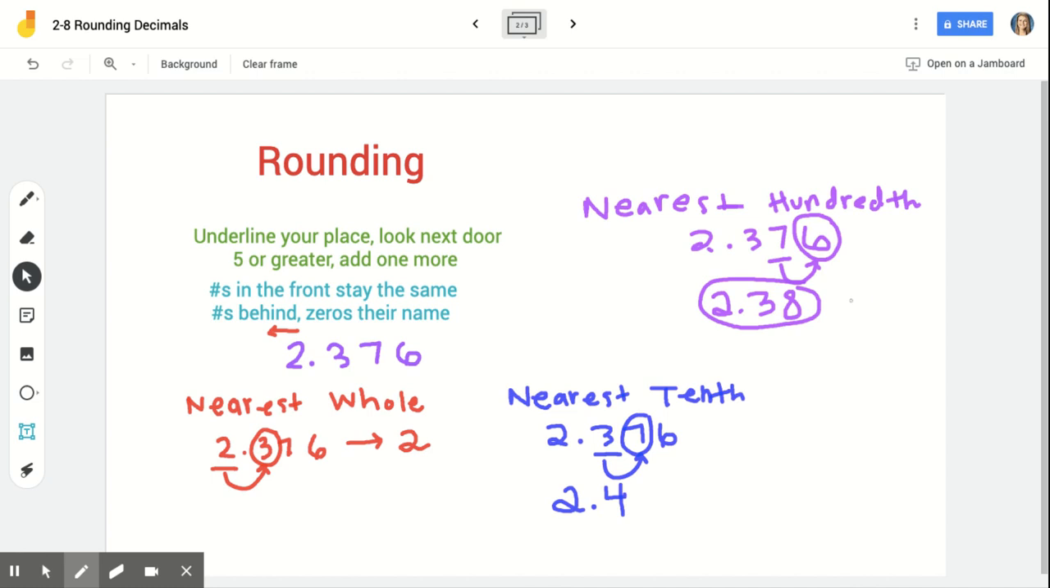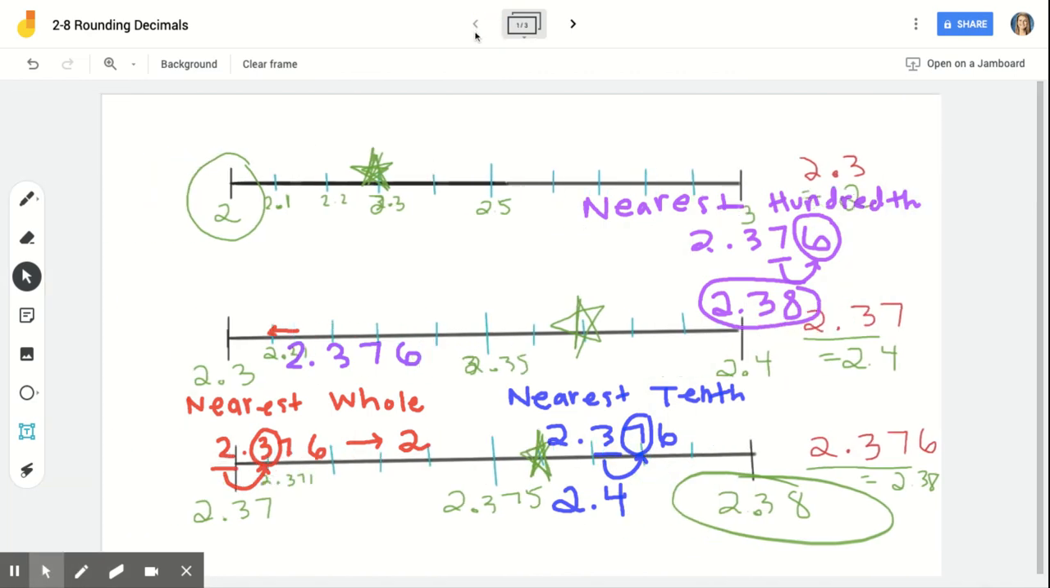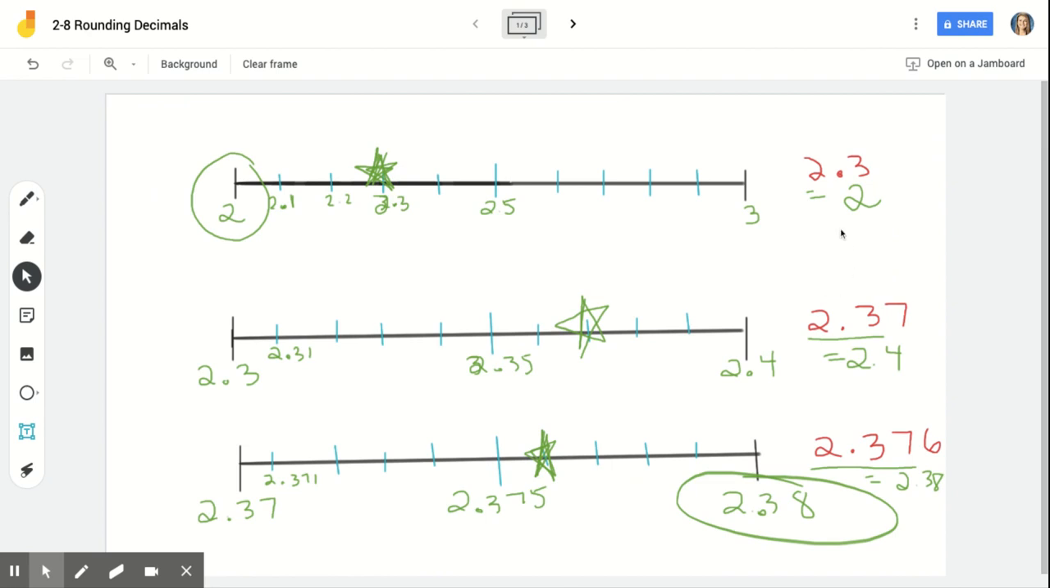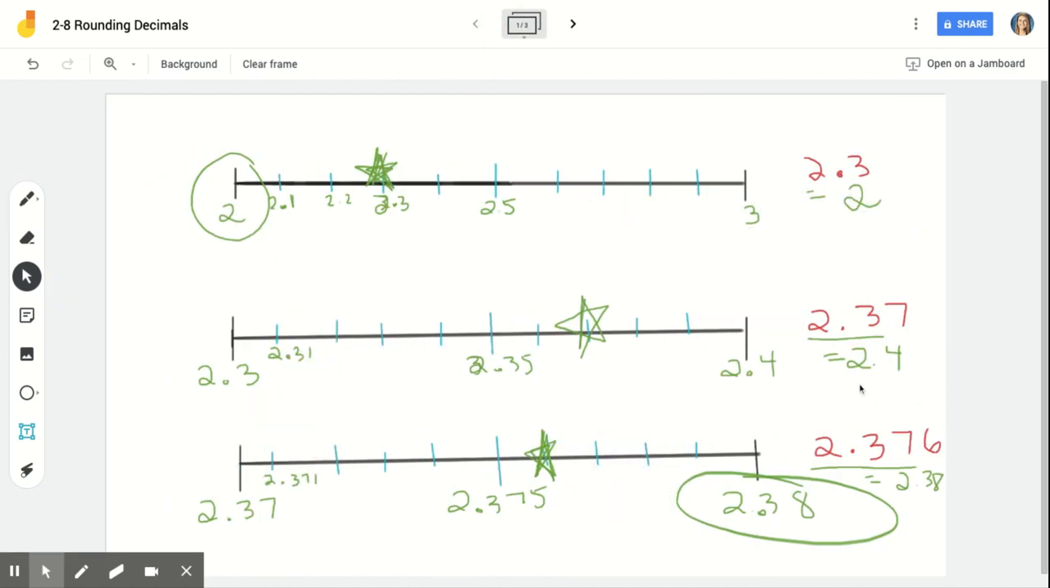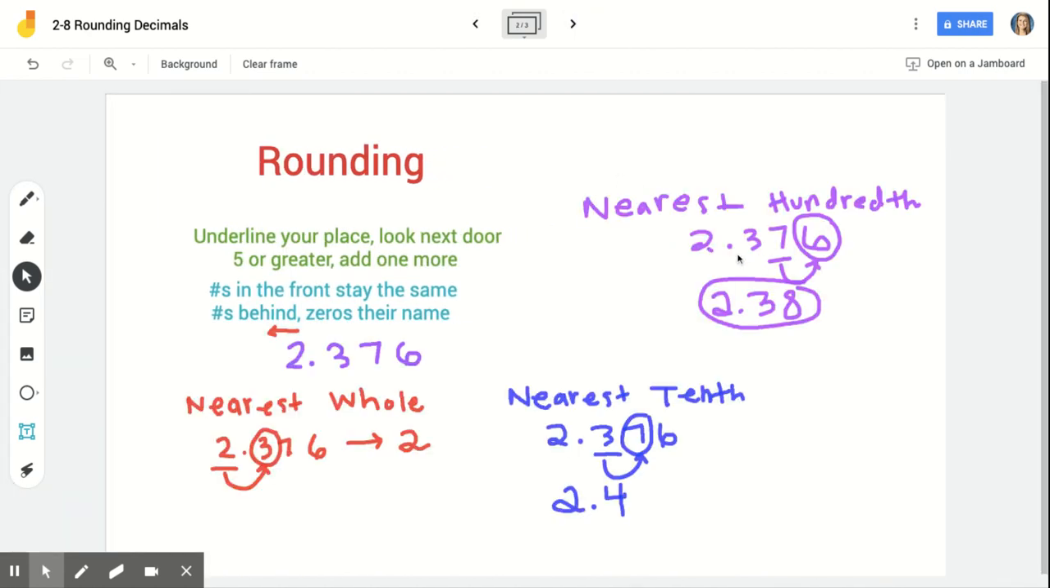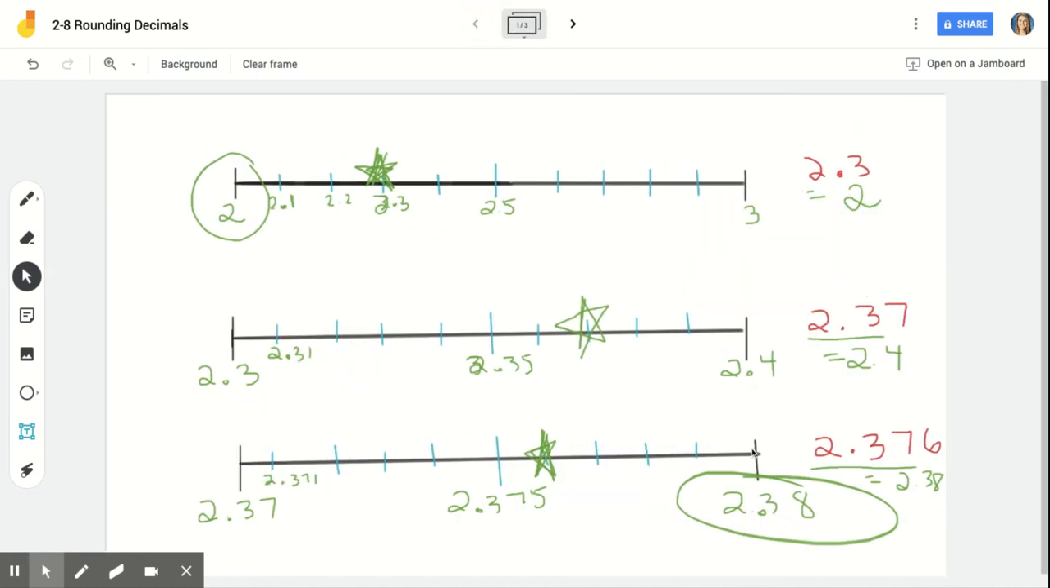Did you notice anything about these numbers that we just worked with? These were the same numbers that I was using with our number lines. Okay, so we already used this. That 2 and 3 tenths rounded to the nearest whole was 2. Yep. 2 and 376 thousandths, we said rounded to the nearest tenth is 2 and 4 tenths. Yep. And 2 and 376 thousandths rounded to the nearest hundredth, 2 and 38 hundredths. Yep, that's what I rounded to.